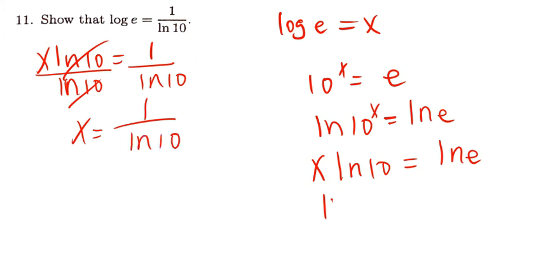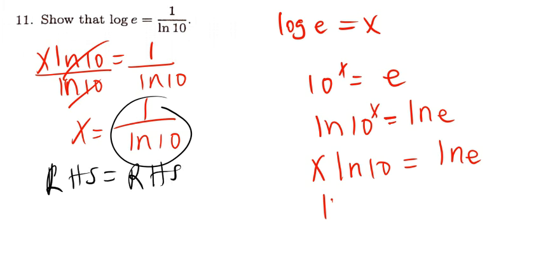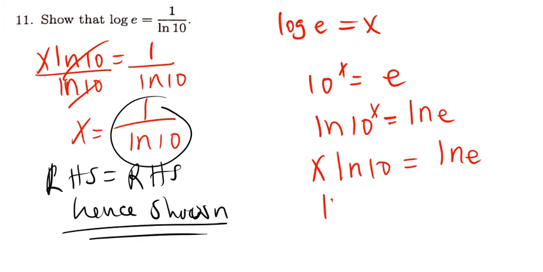Now I can clearly see that this is exactly what I have here. If I want, I can come from there to there. So this is how you can show it. You just say the left hand side is equal to the right hand side, hence shown. Simple.